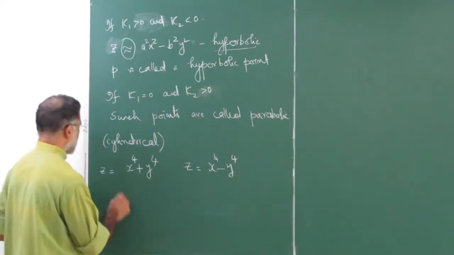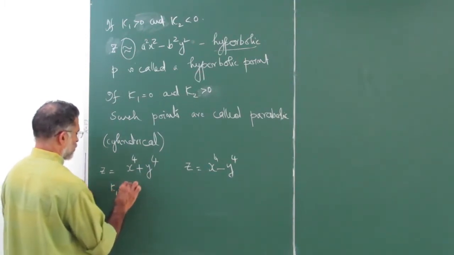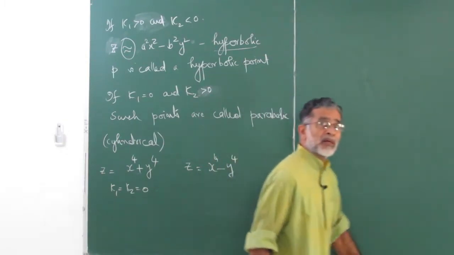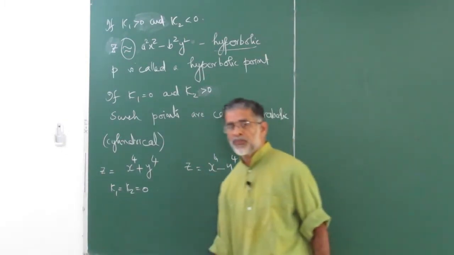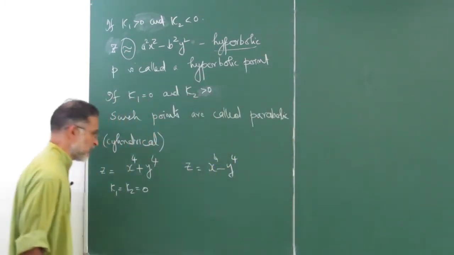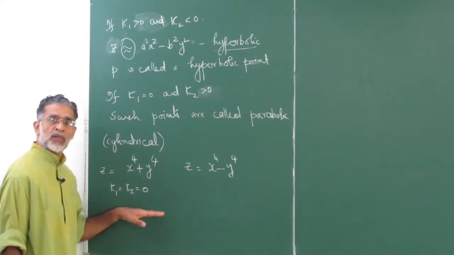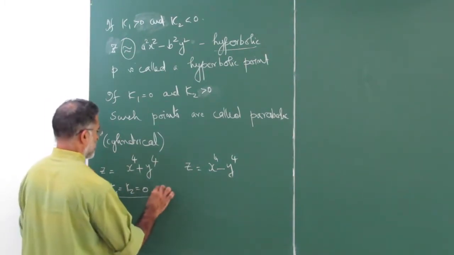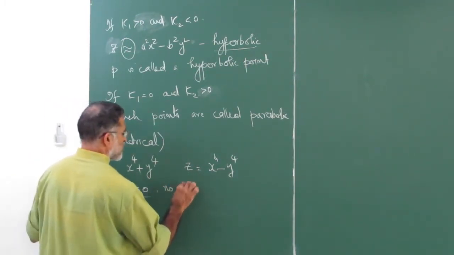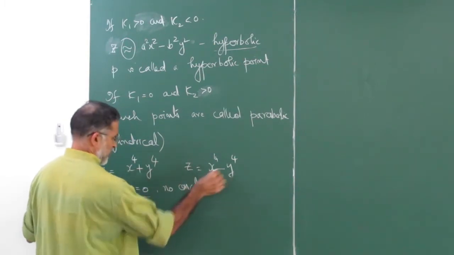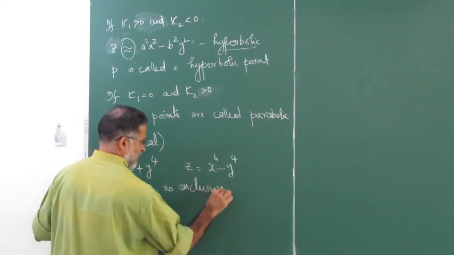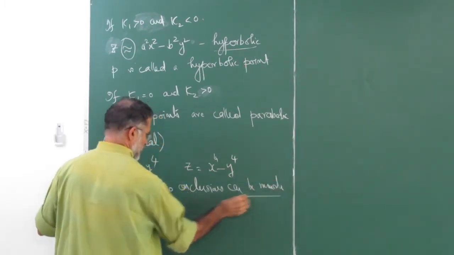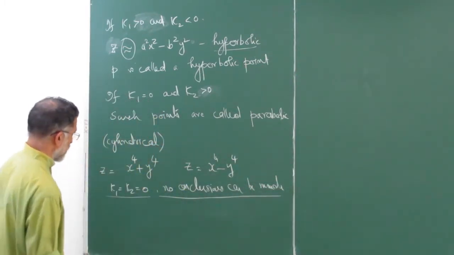But if both kappa 1 and kappa 2 are equal to 0, as expected in these higher degree curves, then you can't make a conclusion about it, so we will not worry. Okay? So this is roughly what we have to do. No conclusion can be easily made. These are the examples where you can see the difficulty.